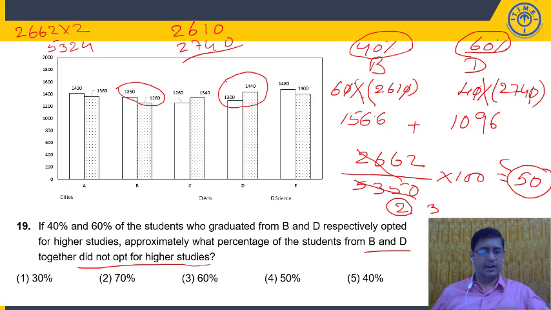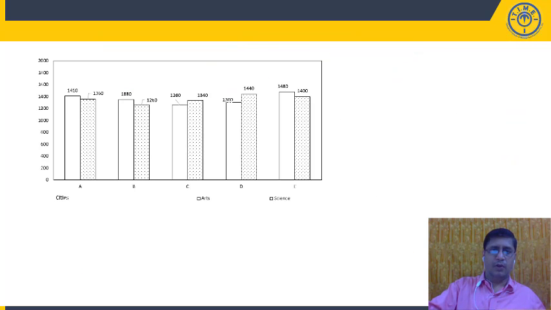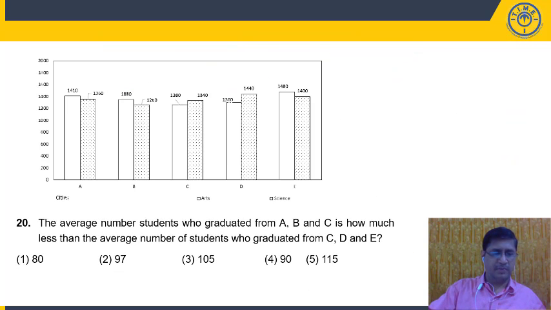Less than 50 but nearer to 50. If you want to find the exact value, but here it is asking approximately. Approximately means here option number 4 is the right choice. Option number 4. If you want to find the exact value, it is 49 point something, so it is 50% nearly. Now look at the next example, question number 20.